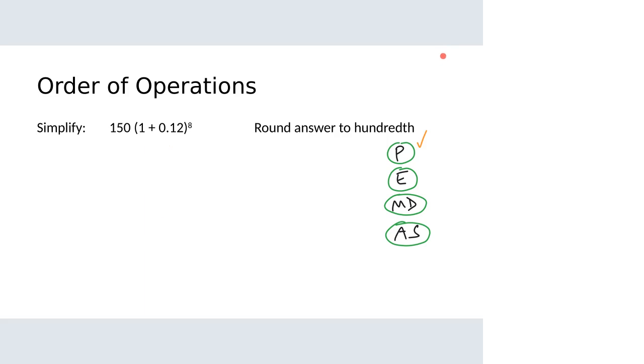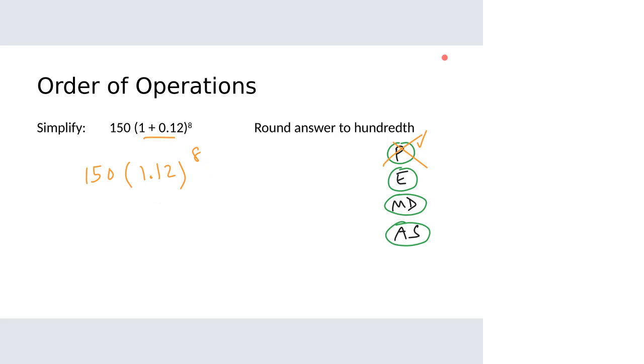In this one, we've been given something to do inside those parentheses. We need to add 1 plus 0.12. So we'll do that, and we'll get 150 times, let's see on my calculator, 1 plus 0.12, 1.12. And that needs to be raised to the 8th power. All right. I don't have any more work to do inside parentheses. Now I look for exponents, and sure enough, I have one. I have this 8 up here that's an exponent. So now I need to raise 1.12 to the 8th power.